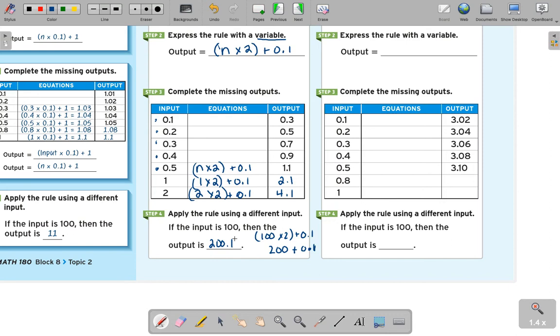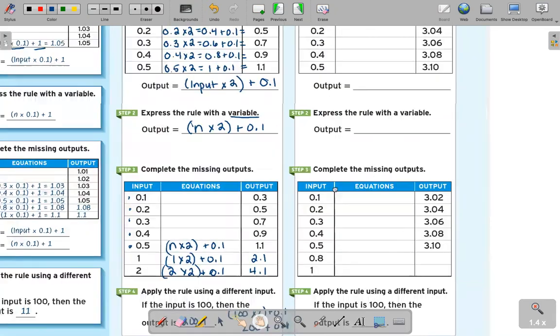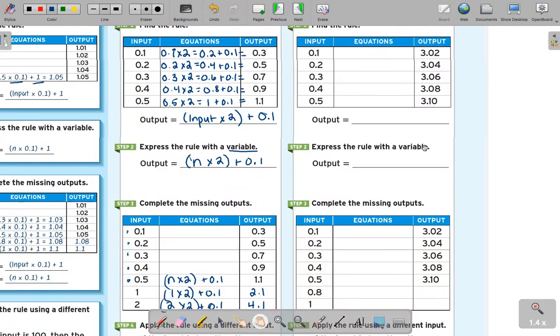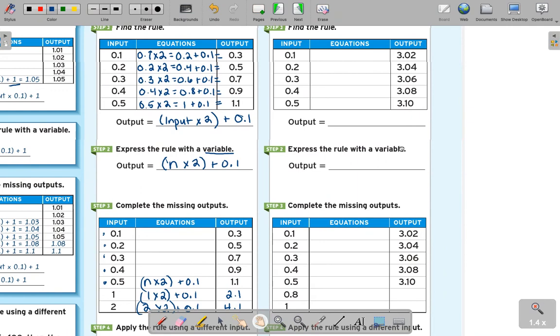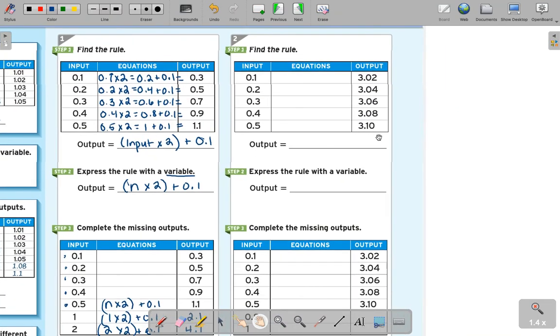So I can use this rule to find an answer to anything for an input. If you need to pause or rewind to make sure you have all that, please do. And when you're ready, move on to question number 2. All right, so question number 2, we need to first find the rule.